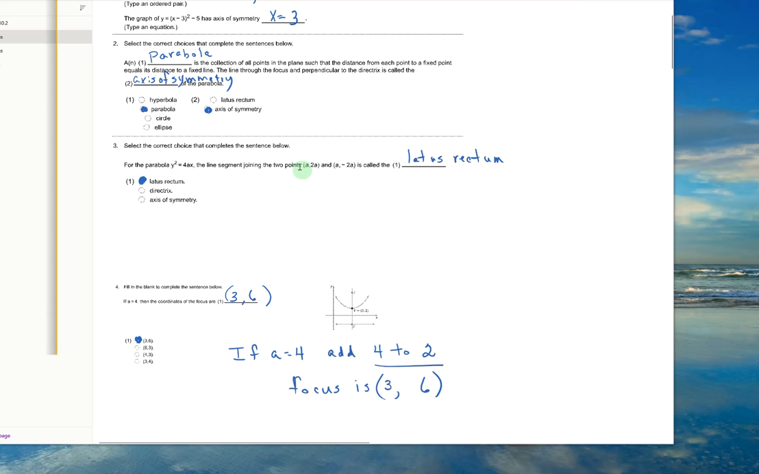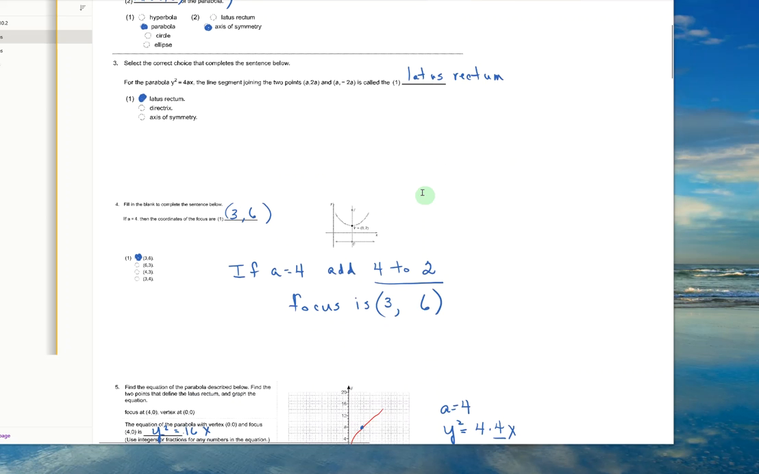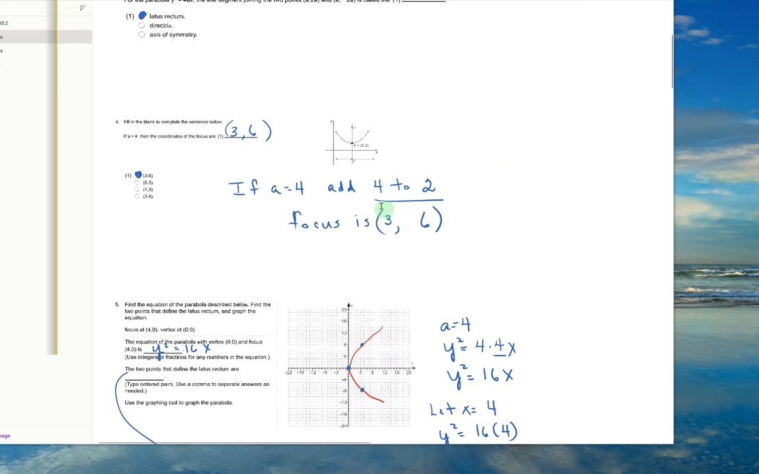The line segment joining the two points (a, 2a) and (a, -2a) is called, and remember that's the latus rectum that goes through the focus. All right. In this one, if a is 4, then the coordinates of the focus are... On this one, if a is 4 and the vertex is at (2, 2), you're going to add 4 to the y part, 2, and so that would be (2, 6). That would give you the focus. And you're using that chart to do that.